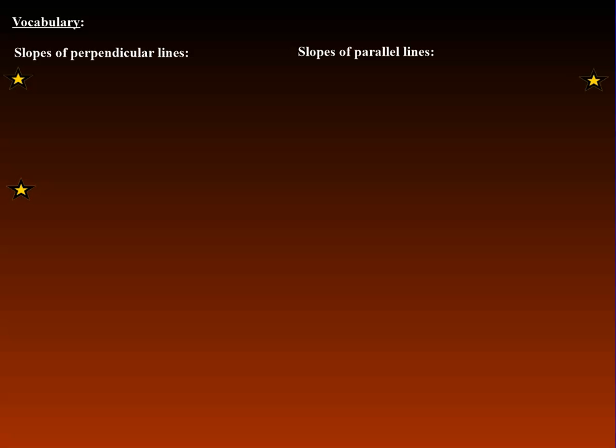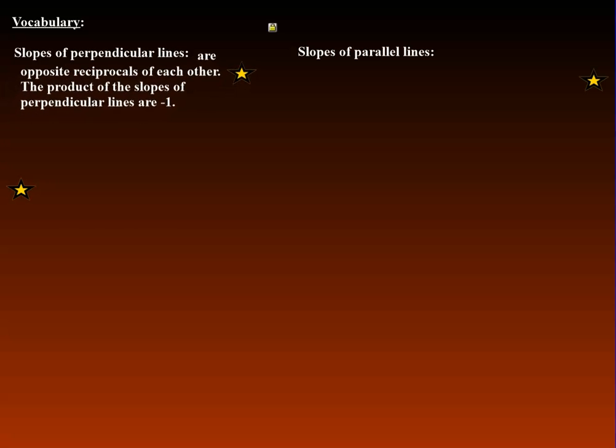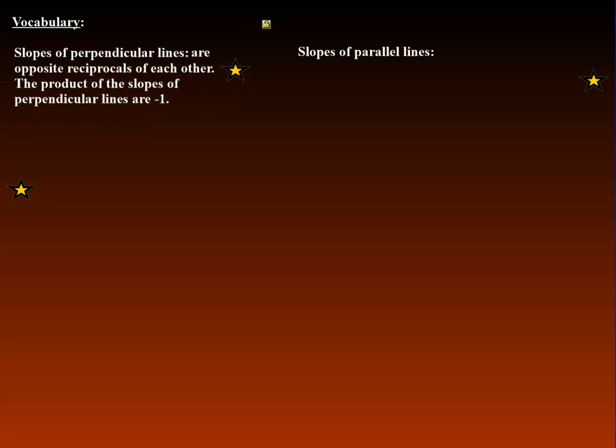Slope of perpendicular lines. So vocabulary. Slopes of perpendicular lines are opposite reciprocals of each other. The product of the slopes of perpendicular lines is -1.